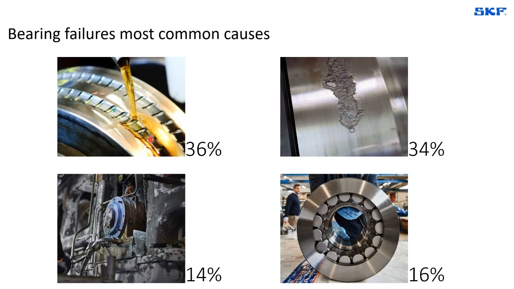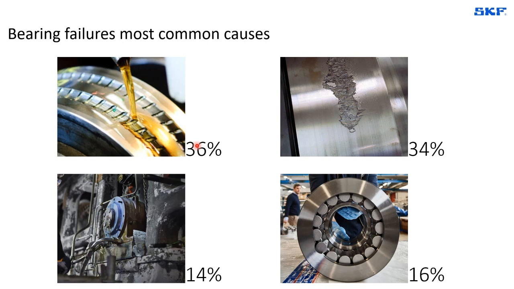Then we have lubrication-related issues. Of course, there are many things under this umbrella of lubrication, but we can mention just a few, like not choosing the right lubricant for the job because it's not the right viscosity or the right consistency or doesn't have the right additives. It can also be that the correct lubricant is applied incorrectly, like an excessive amount or an insufficient amount, or incorrect replacement or relubrication intervals.